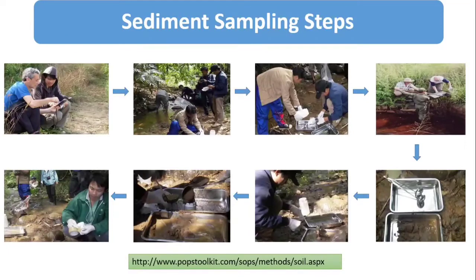Then where possible, pond sediment should be collected from a depth of at least 50 to 60 centimeters below the water surface. Then the sampler should wade into the pond until the desired depth is reached. Then scoop your sediments directly into the sampling jar or by using a stainless steel pan.